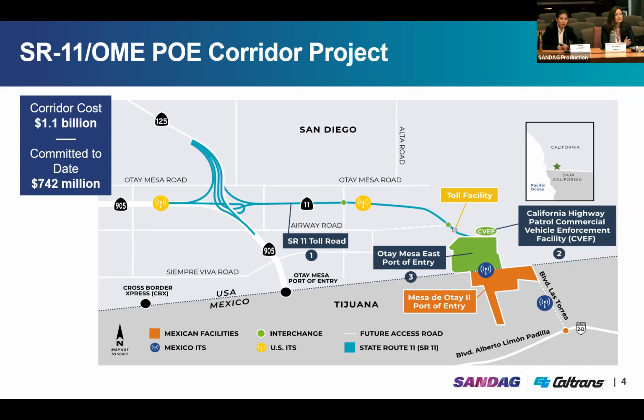Currently, on the Mexico side, Mexico has completed the design of the port of entry and the roadway that leads to the facility. Also, they have completed the utility relocations, and they are ready to construct the roadway facilities while they are trying to complete the acquisition of the right-of-way. For this corridor project, on the U.S. side, we have committed to date $742 million, and we are working on some strategies to finance the rest of the project.